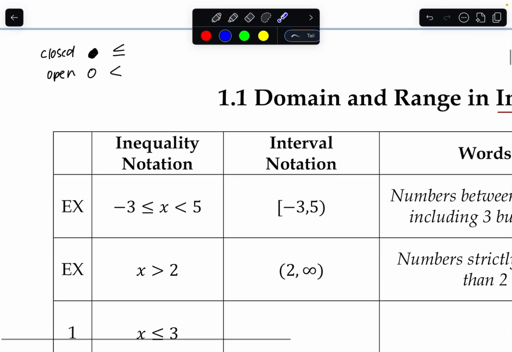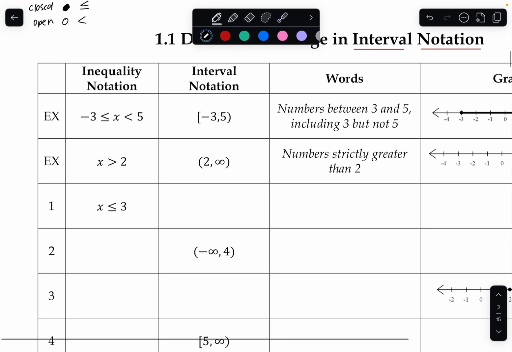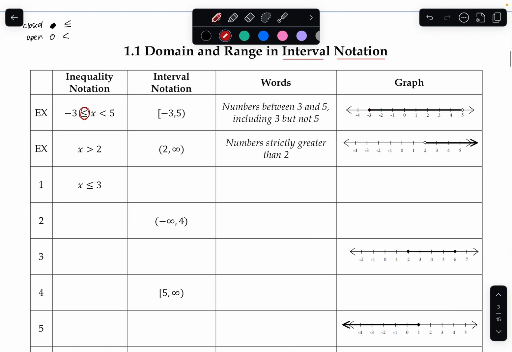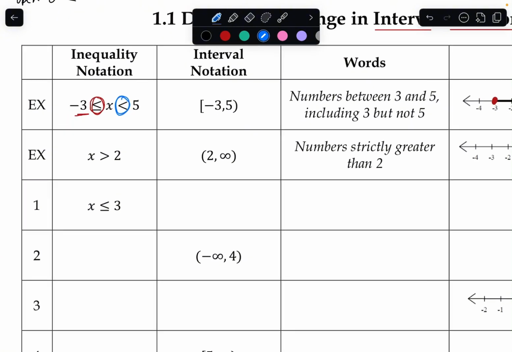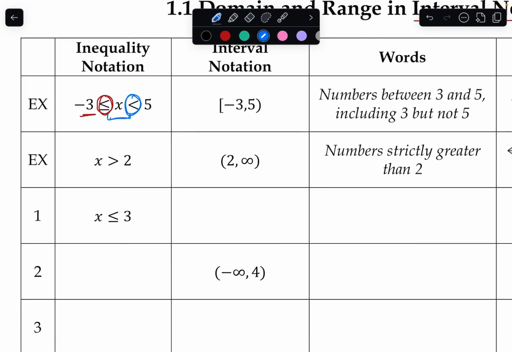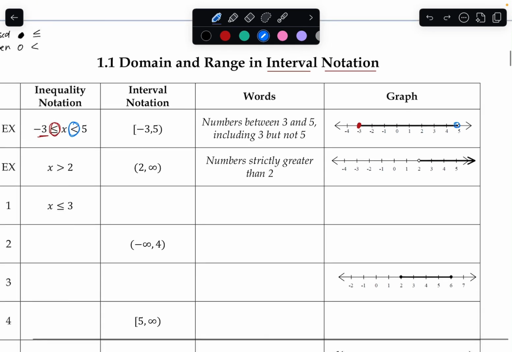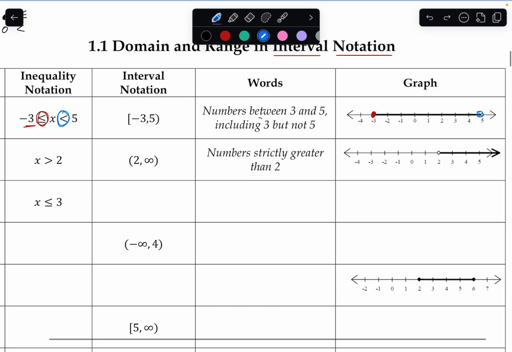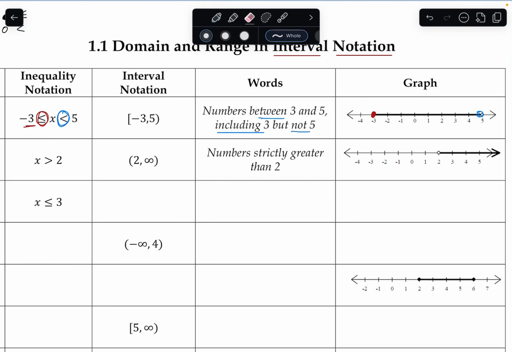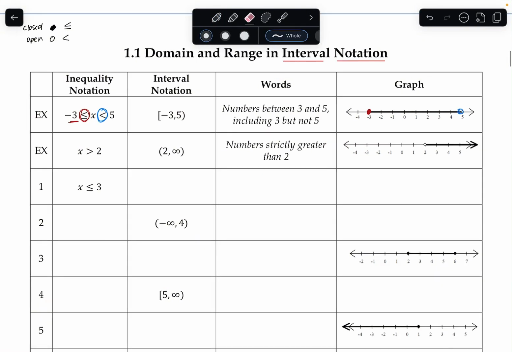So in these examples here, we see a closed inequality. And so there is a closed circle at the -3. At 5, we see an open inequality. So at 5, we have an open circle. And because x is between these two inequalities, that means we shade between the two endpoints. And so that would say numbers between 3 and 5, including the 3, but not the 5. We're including the 3 because we have a closed circle.